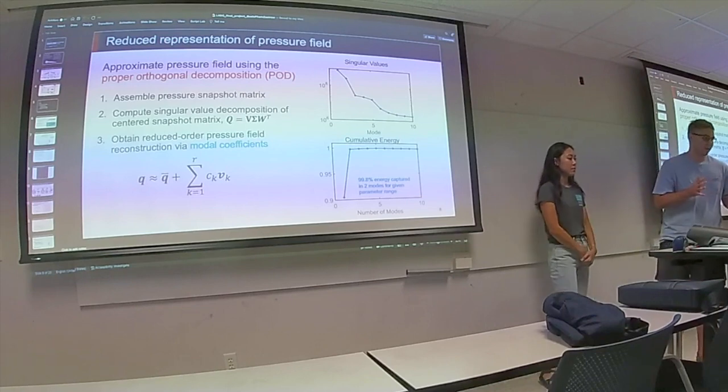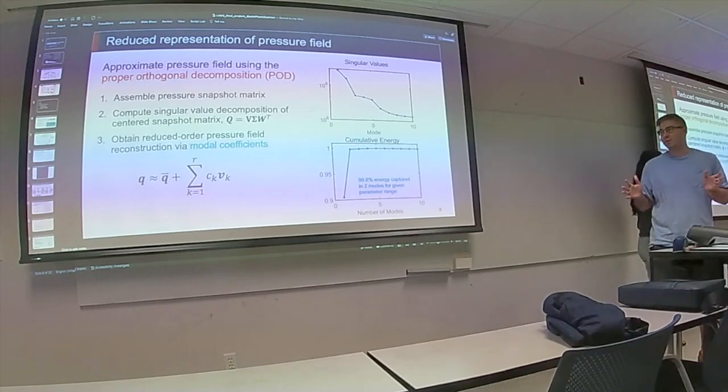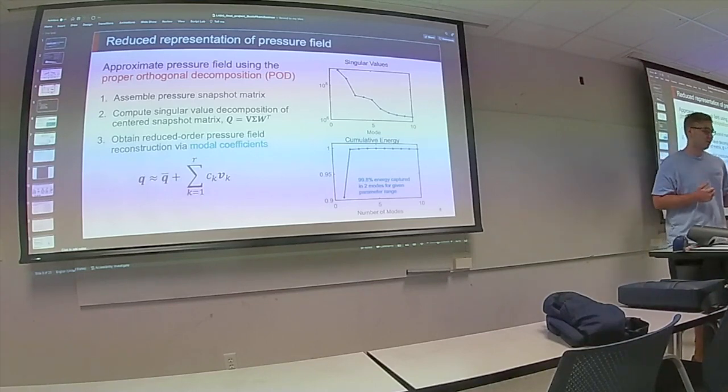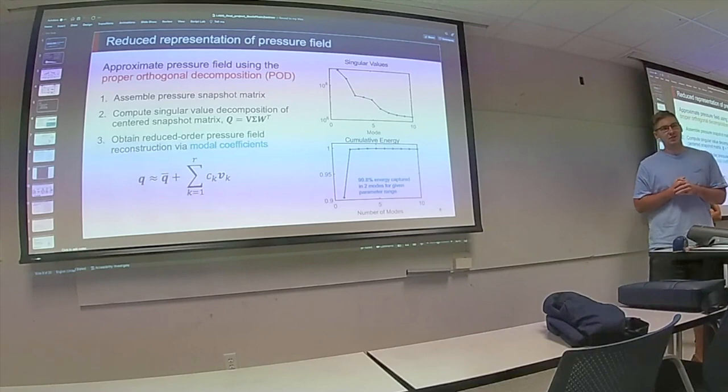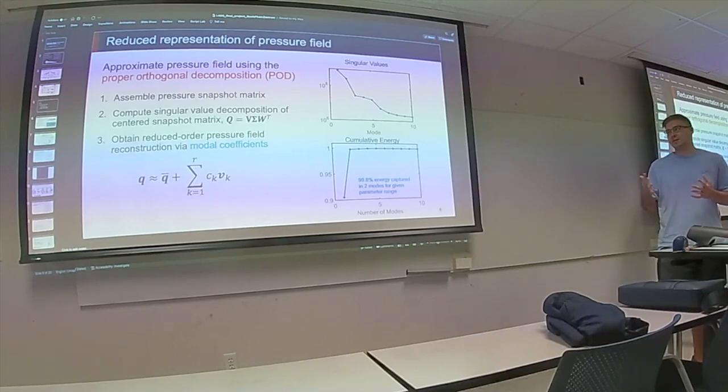So this reduced representation of the pressure field is kind of where the magic happens, if you will, or one of the places where we're able to save a lot of computation time. That's through the process of proper orthogonal decomposition. This is just one of those phrases that also goes by a lot of different names. Another popular thing, kind of analogous, is singular value decomposition.